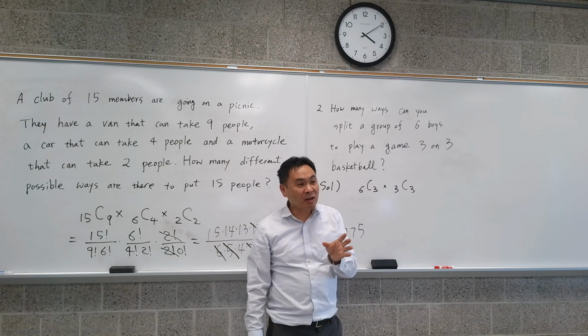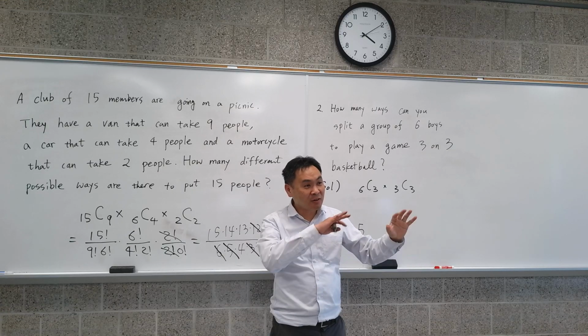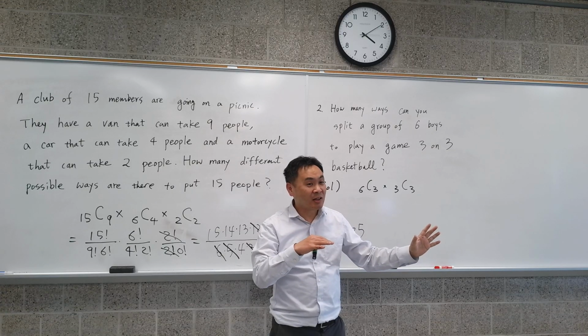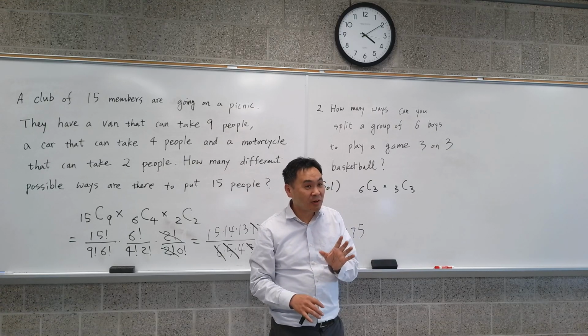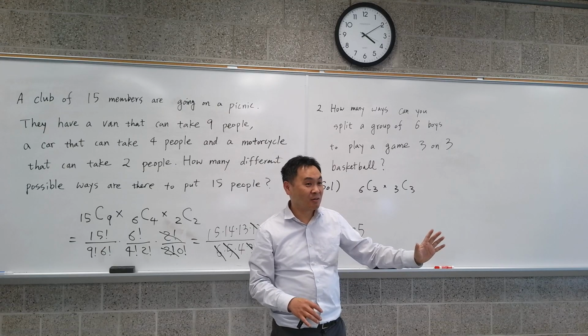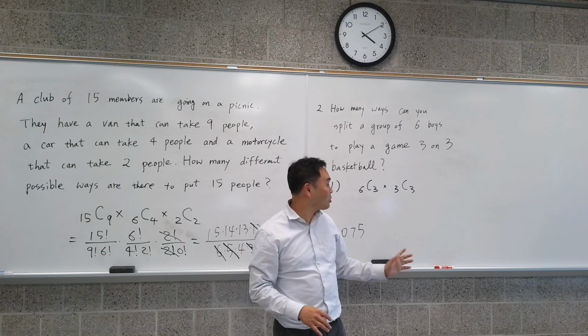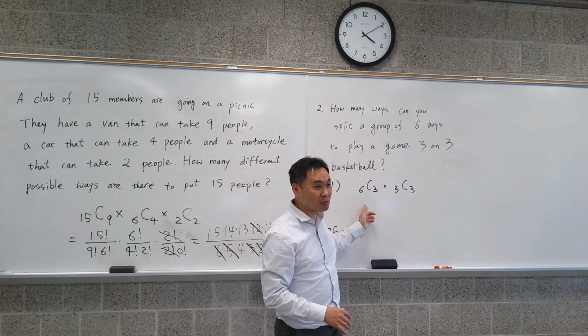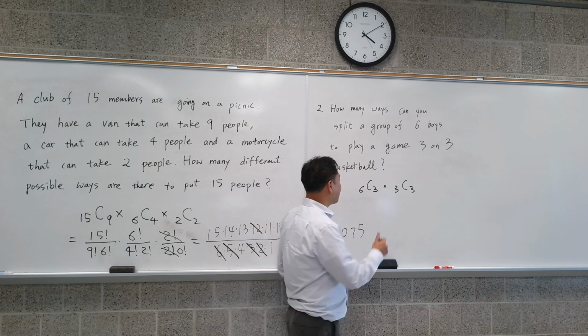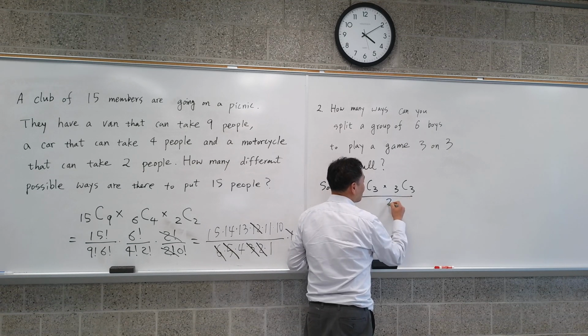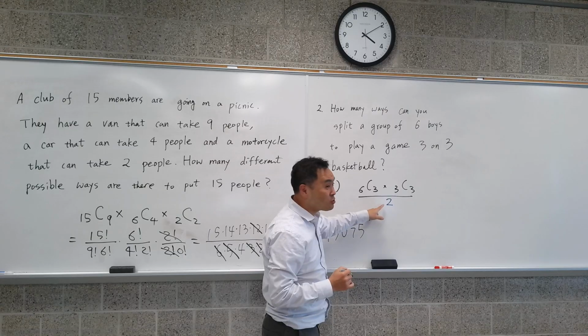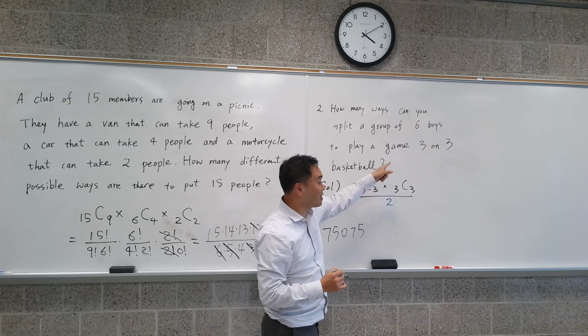So if you had A, B, C, and D, E, F split this way, they'll be the same as D, E, F, and then A, B, C. You see what I'm saying? So the correct answer should be what? You have to do something after this. Divided by what? 2. Yeah. Now you wouldn't do this if the teams had names.